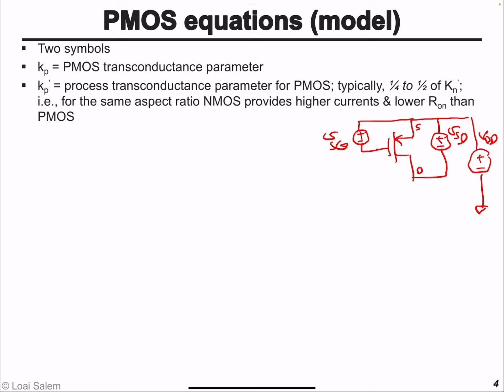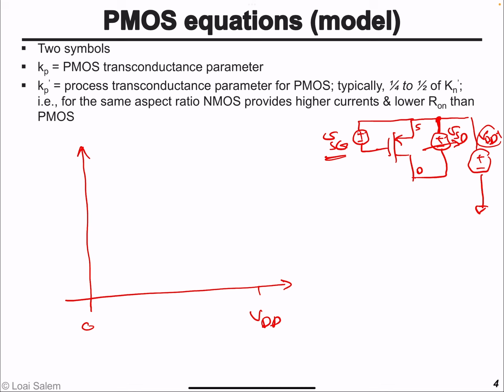And for a specific VSG value, we're going to sweep VSD from 0 all the way to VDD. Remember, the positive terminal of this voltage source is connected here, so when VSD is 0, the drain is equal to VDD voltage. And then when VSD is equal to VDD, then the voltage at the drain is basically equal to 0.